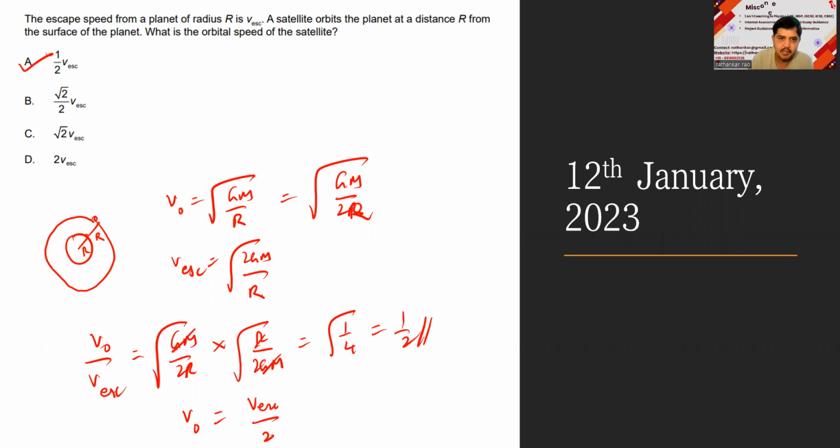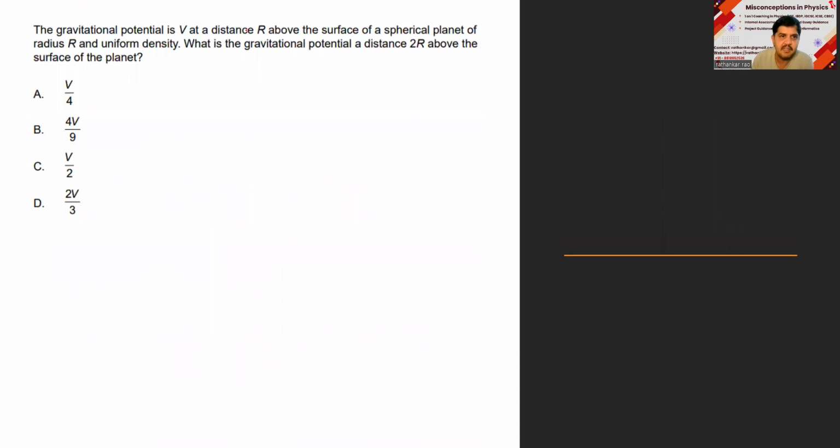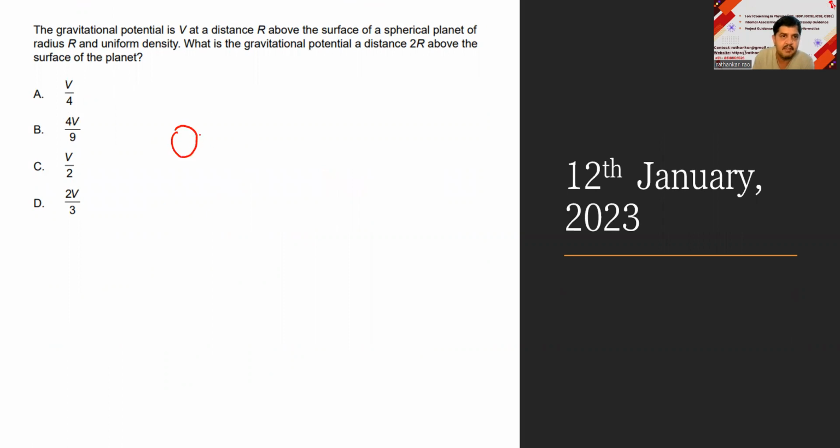Next, let us move on to the next one. The gravitational potential is V at a distance r from the surface of a spherical planet of radius r.